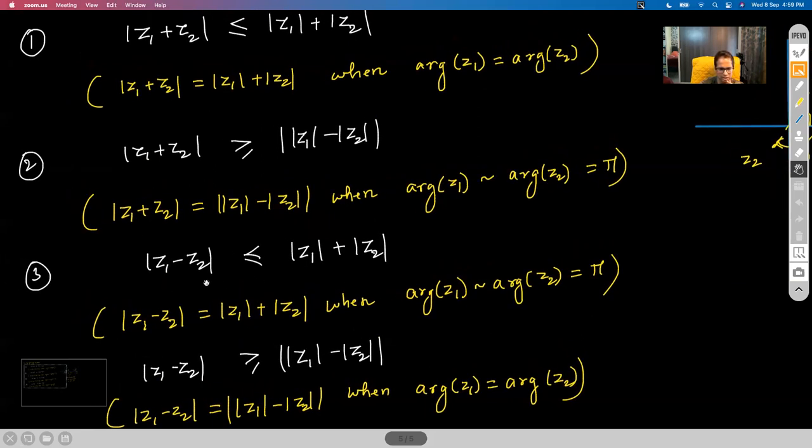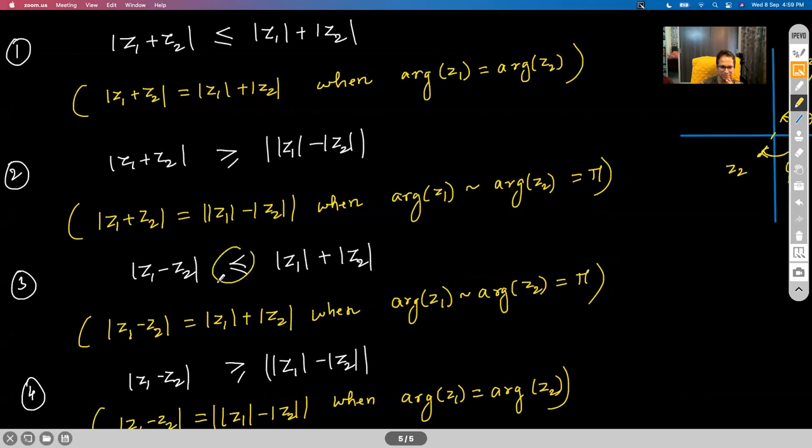Third one. So the third side is always lesser than the sum of the other two sides. Correct? No. Yes, it is equal when this condition is met. Equality. This inequality I made an equality in the next step here, and this equality will hold true when this condition is met. What is the problem? I didn't understand your question. Why not Z1 plus Z2? That I've already taken, no?